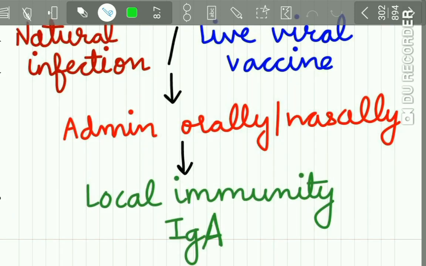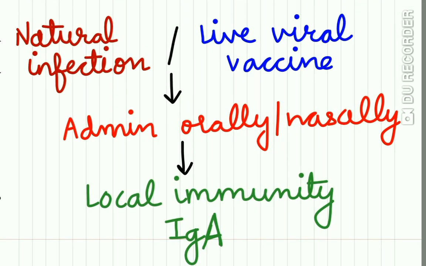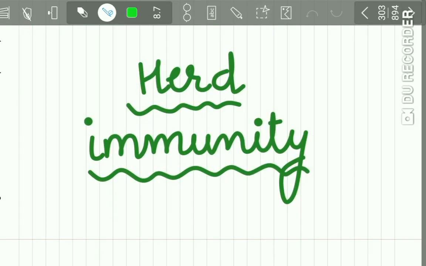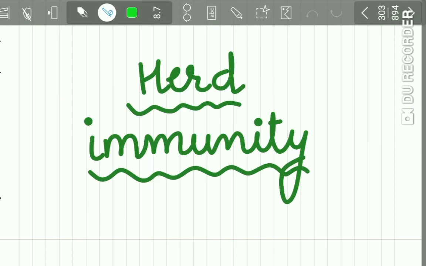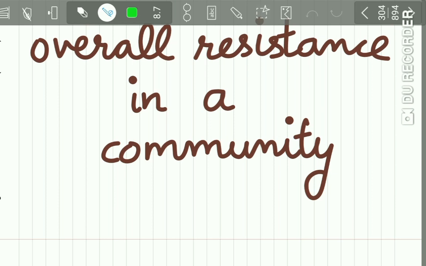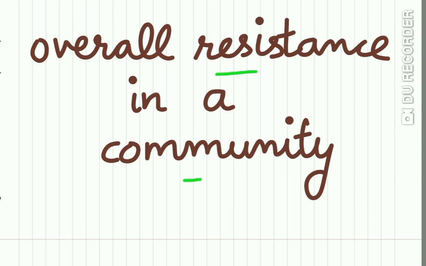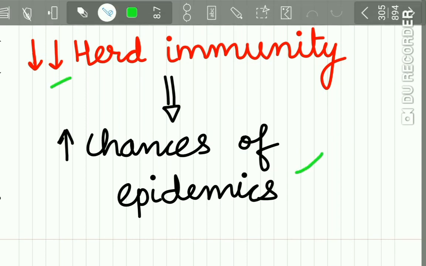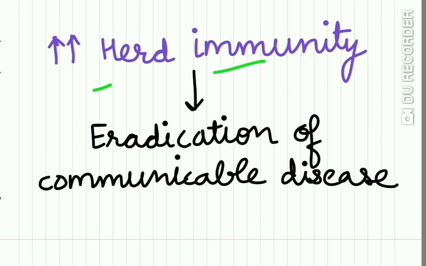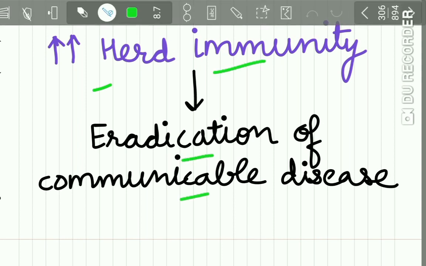Now, what is local immunity? Natural infection or live viral vaccine administered either orally or intranasally provides local immunity at the site of entry. Immunoglobulin A plays a major role in this local immunity. Now, herd immunity refers to the overall resistance in a community. When the herd immunity is low, there is increased chance of epidemic, while if the herd immunity is high, there is fast eradication of the communicable disease.